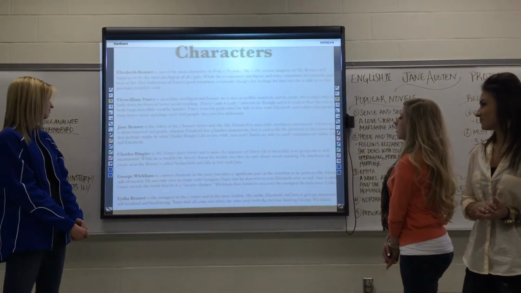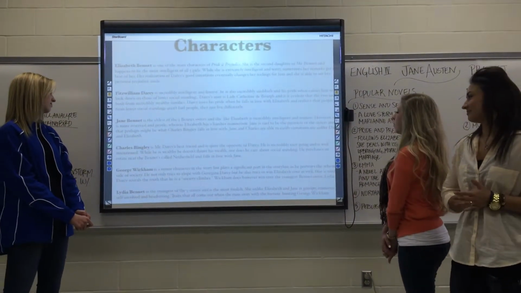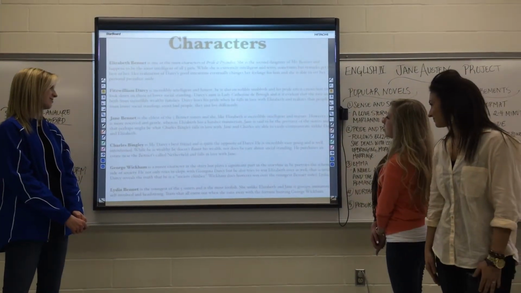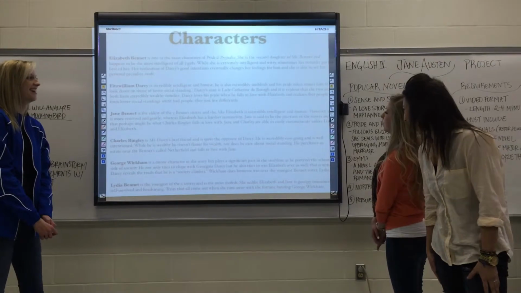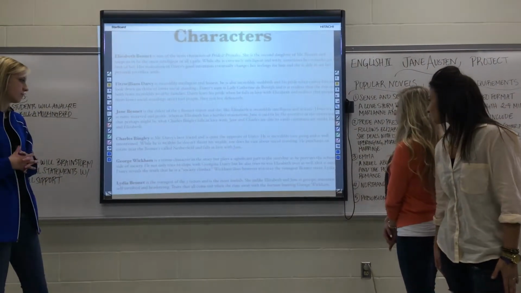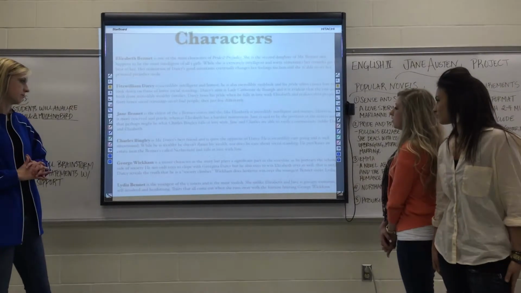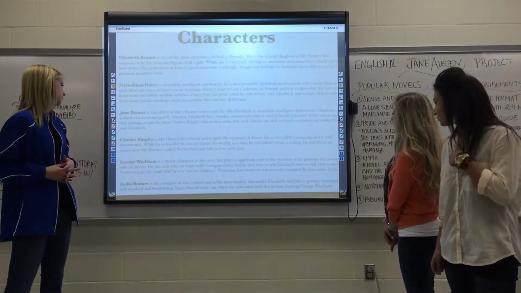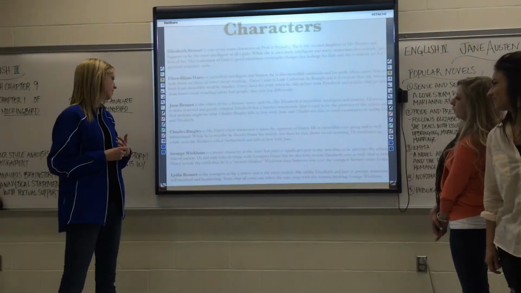George Wickham is a minor character in the story but plays a significant part in the storyline as he portrays the scheming side of society. He not only tries to elope with Georgiana Darcy, but he also tries to win Elizabeth over as well. That is until Darcy reveals the truth that he is a social climber. Wickham does, however, win over the youngest Bennet sister, Lydia.